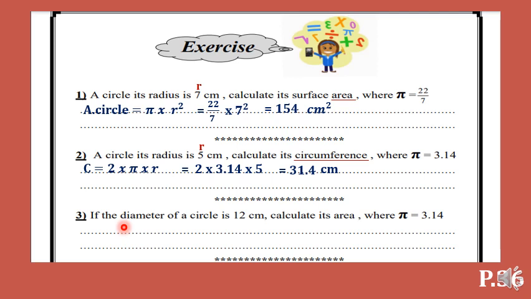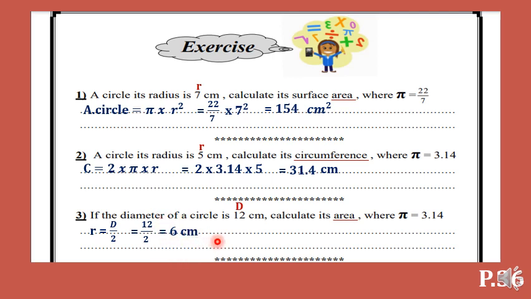Number 3. If the diameter of a circle is 12 centimeter, calculate its area, where pi equals 3.14. This 12 is the diameter. I want to calculate the area. To calculate the area, we must have the radius. We have the diameter. Can we find the radius given the diameter? Yes. R equal d over 2. d divided 2, which means 12 divided 2 equals 6 centimeter. Now we have the radius.